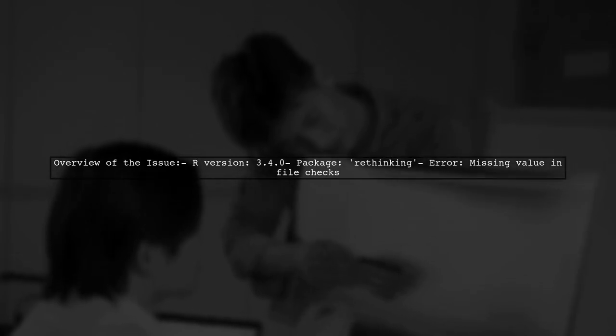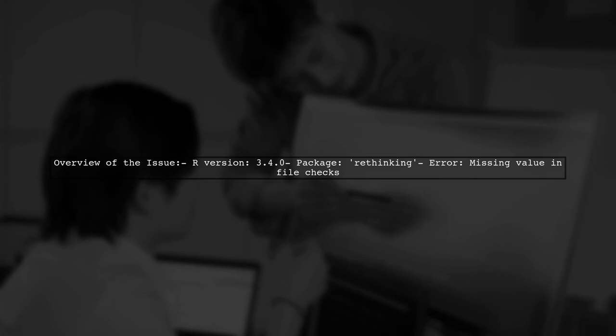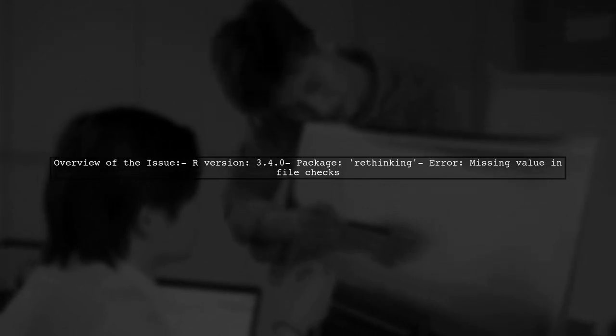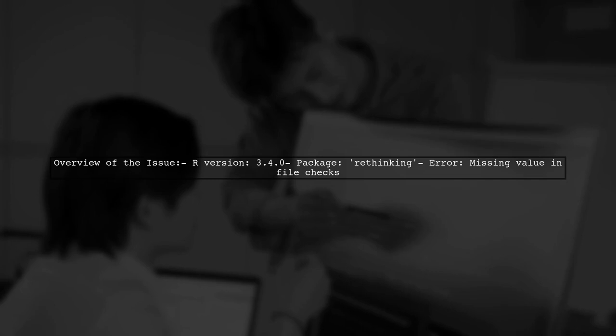Let's break down the situation. The viewer is using R version 3.4.0 and has encountered an error while trying to install the Rethinking package from GitHub. The error suggests there might be an issue with file existence checks during the installation process.